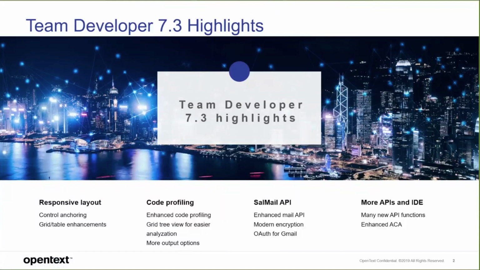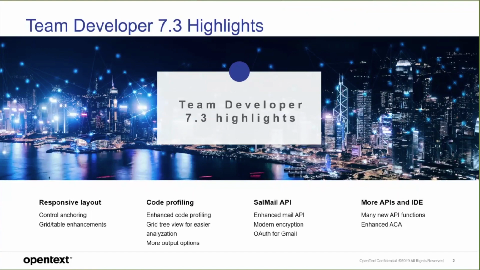So responsive layout is one of the big themes in Team Developer 7.3. Basically it enables you to resize the contents and the amounts of data you see in a window with a feature called control anchoring. You get some grid and table enhancements. I'm going to talk about code profiling, the things that we have improved there, the grid tree view for easy analyzation, and the API output options that developers have, which enhance code profiling quite a bit.